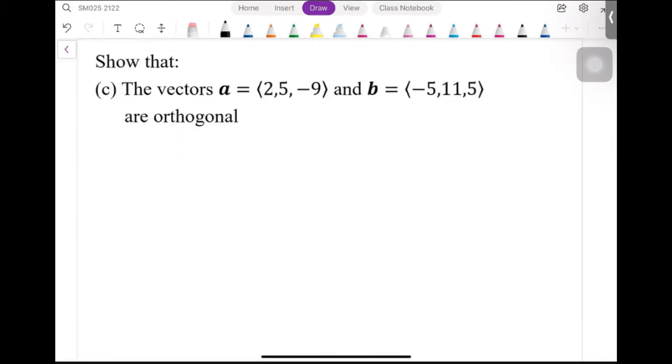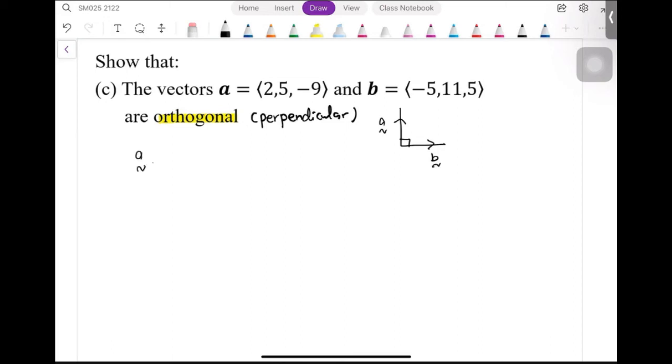Next part. So show that A and B are orthogonal. In other words, orthogonal is basically perpendicular to each other. What does it mean by perpendicular? The angle between those two would be 90 degrees. So in order to prove this, just make sure the dot product between these two vectors is 0.